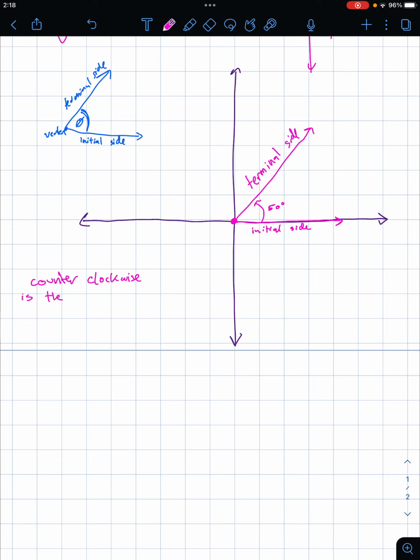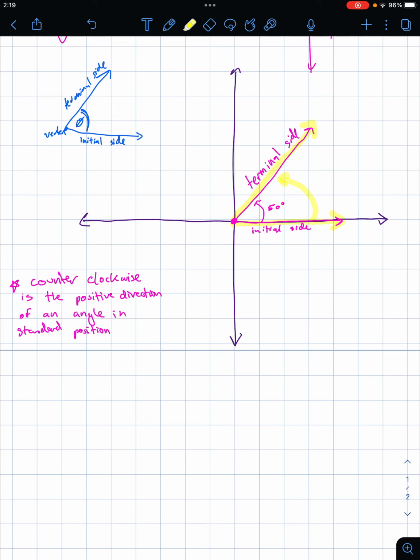Counterclockwise is the positive direction of an angle in standard position. So that's really important. When we describe an angle in standard position, we think of it as starting on the initial side and then rotating through space to come to our terminal side. And so we can define that rotation as being positive, or positive 50 degrees of angle, if we go counterclockwise.